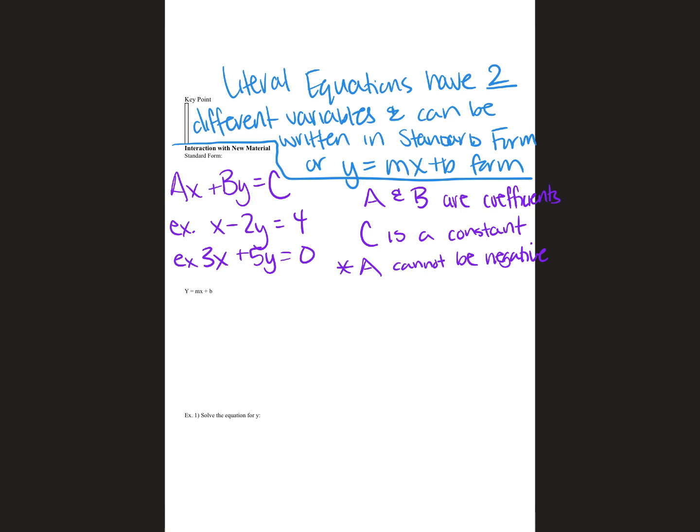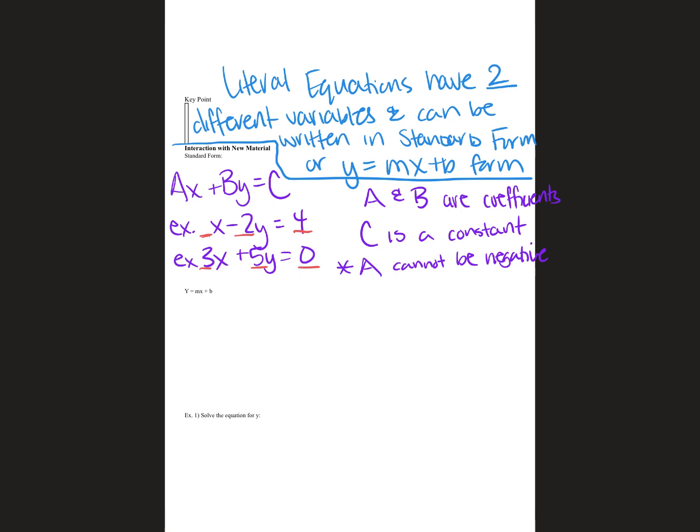A cannot be negative. So in my two examples, here my A is 1. Here my B is -2. And my C is 4. Second example, A is 3. B is 5. C is 0. X and Y always stay X and Y, but A, B, and C will always be replaced with numbers, okay? So that's how standard form works.